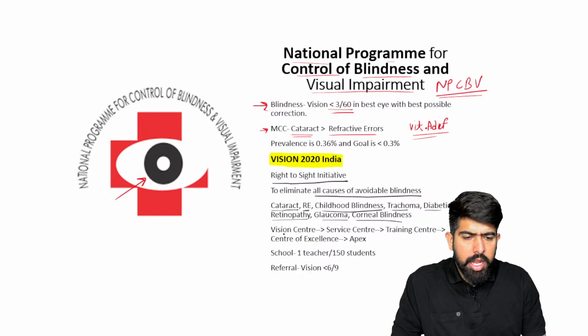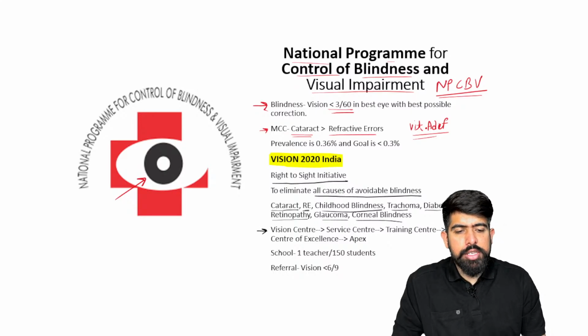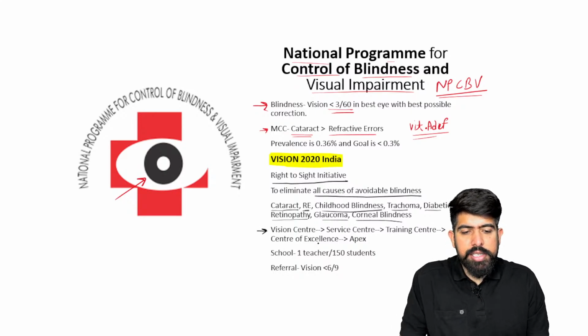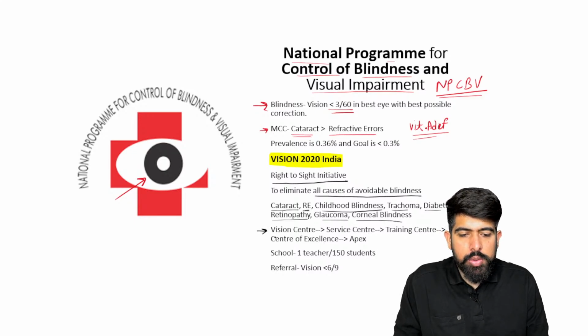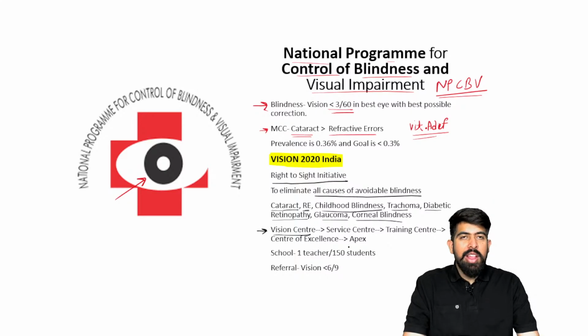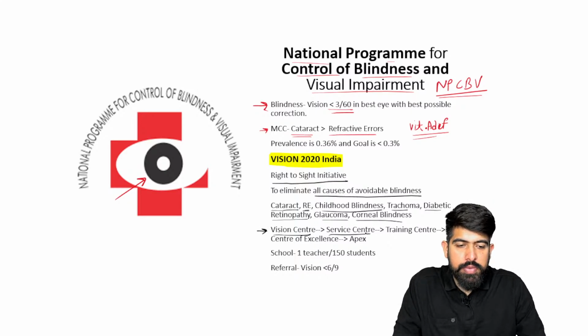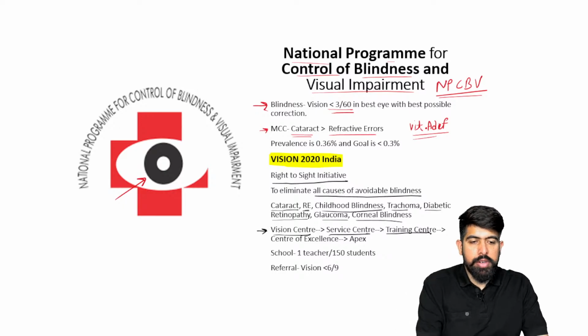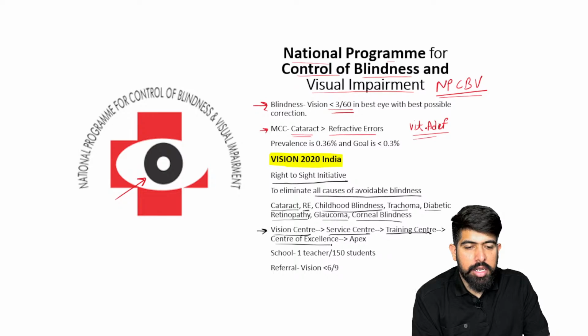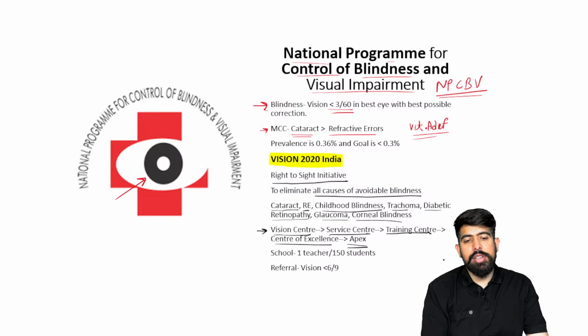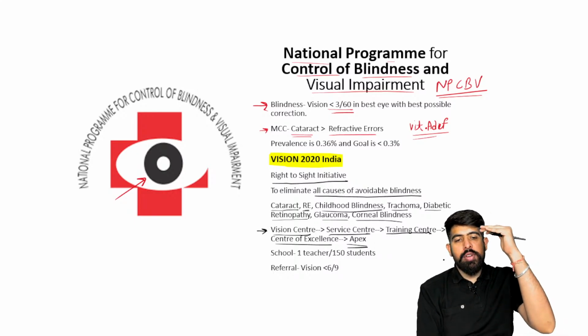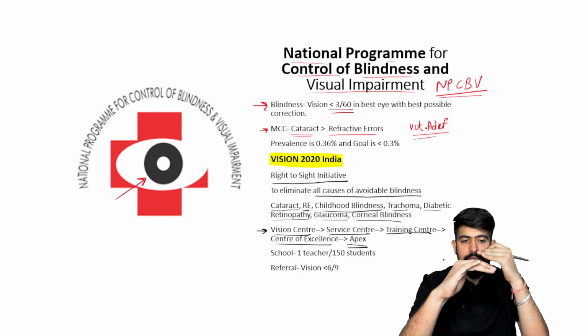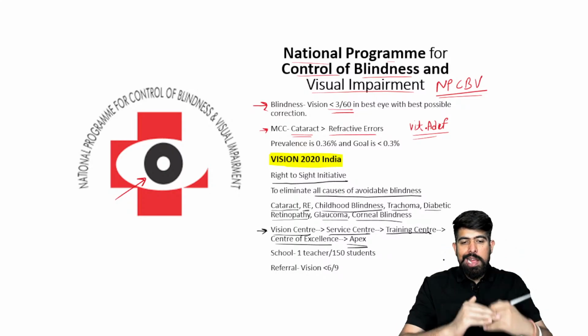And if we're talking about this important feature, we have created different levels of this program. What are those levels? The first is the vision center. After this, the vision center comes under the service center, and the service center is covered under the training center. Above the training center, we have the center of excellence and the apex of this program. So starting from the apex, then the center of excellence, then the training center, then the service center, and the last is the vision center.